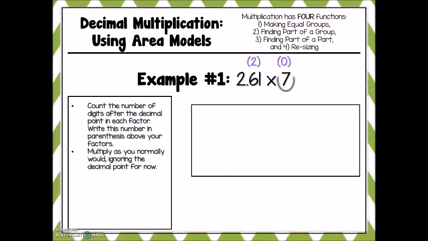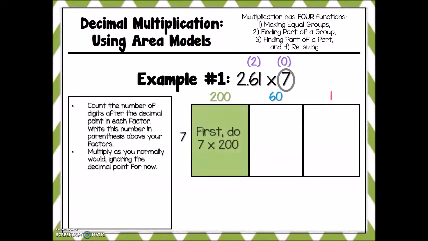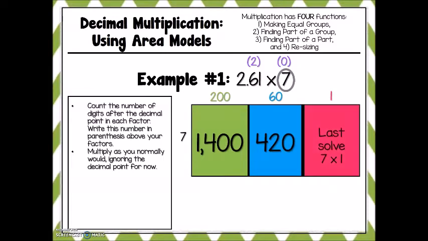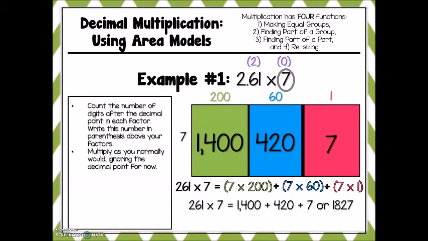So to solve for the area model, I know that I'm going to put my 7 on the side. I'll break it into 200, 60, and 1 because I'm going to pretend like that decimal point's not there. So that tells me I'll solve 7 times 200, then 7 times 60, and then 7 times 1. I know from multiplying whole numbers that what I need to do next is add together each of those pieces. So that means that if I was multiplying 261 times 7, my answer would have been 1,827.